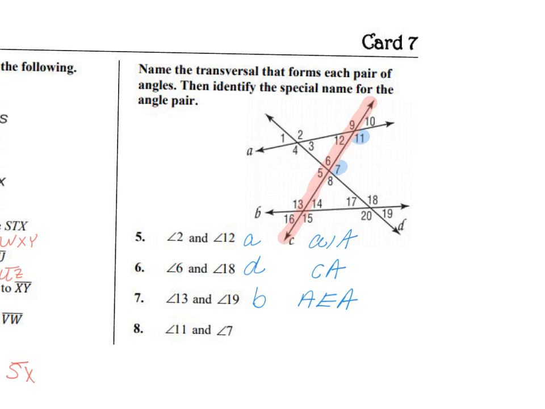And the two lines that intersect are right there. And so if we look at where 11 and 7 are located, they are actually on the interior and they're consecutive, and so they're consecutive interior angles. And so our transversal was C, and those are consecutive interior angles.